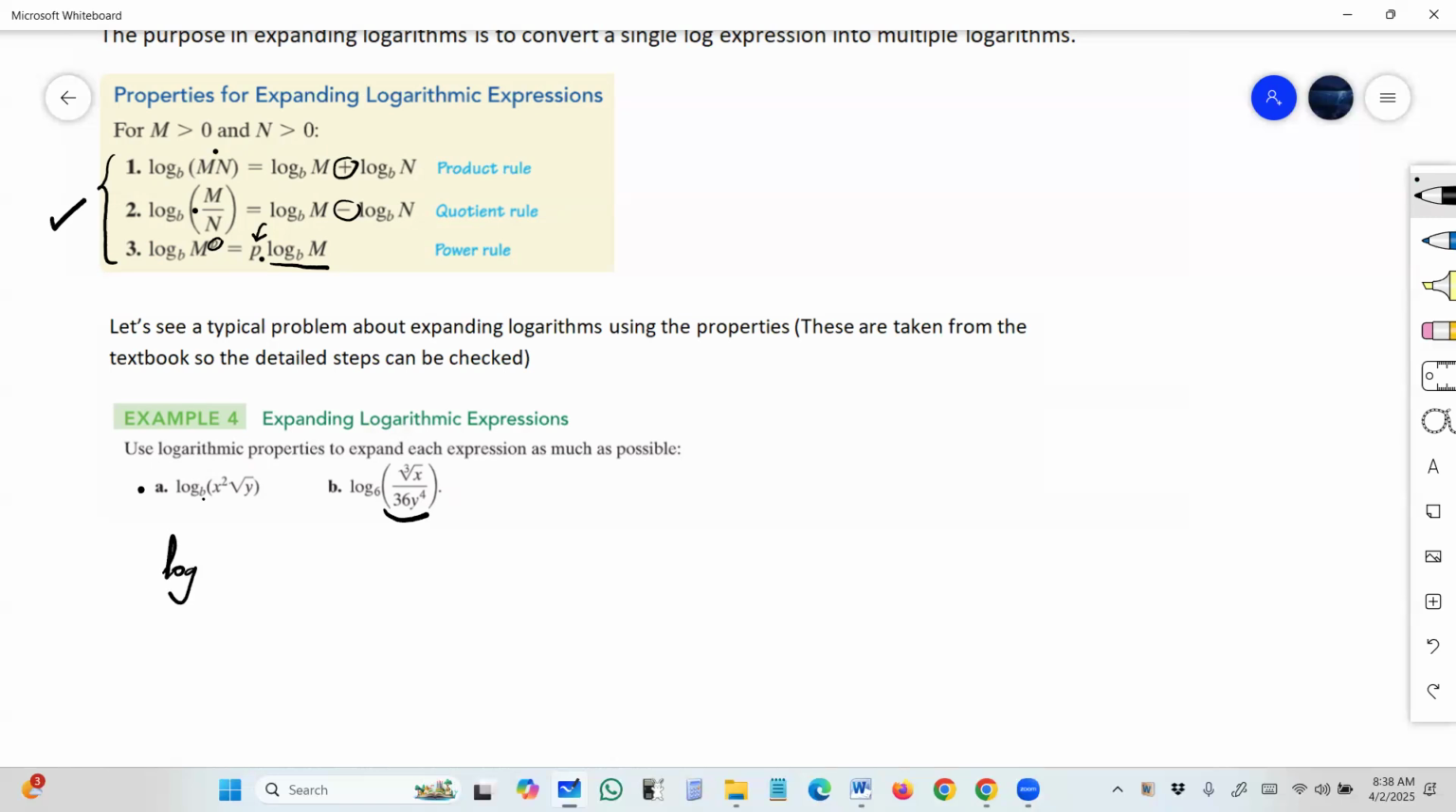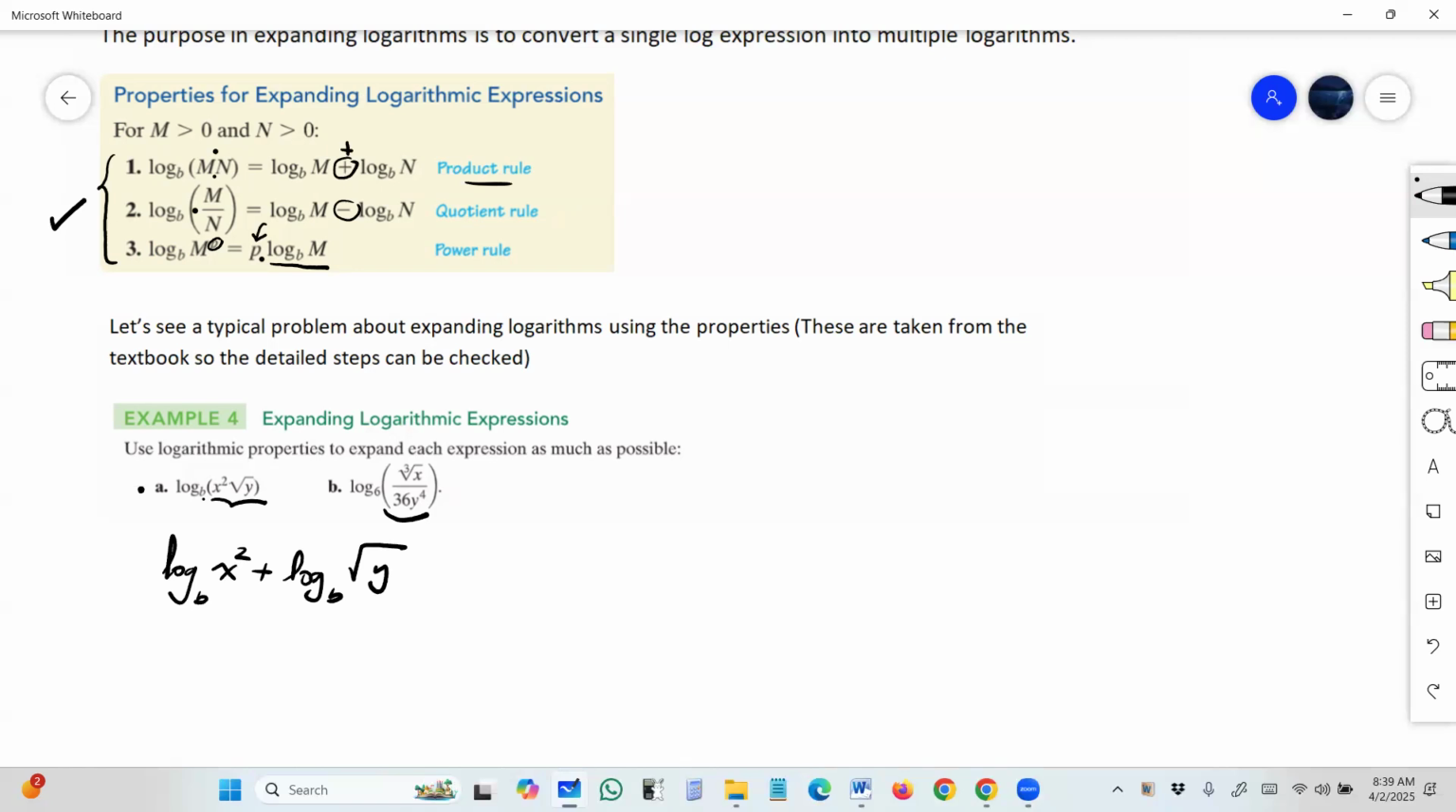Okay, so log base b, and at first, I can see that I have a product of two terms, so I'm going to apply the product rule. The product rule says the log of the product is the sum of the logs of the two expressions. So this is going to be log base b of x squared plus log base b of square root of y.